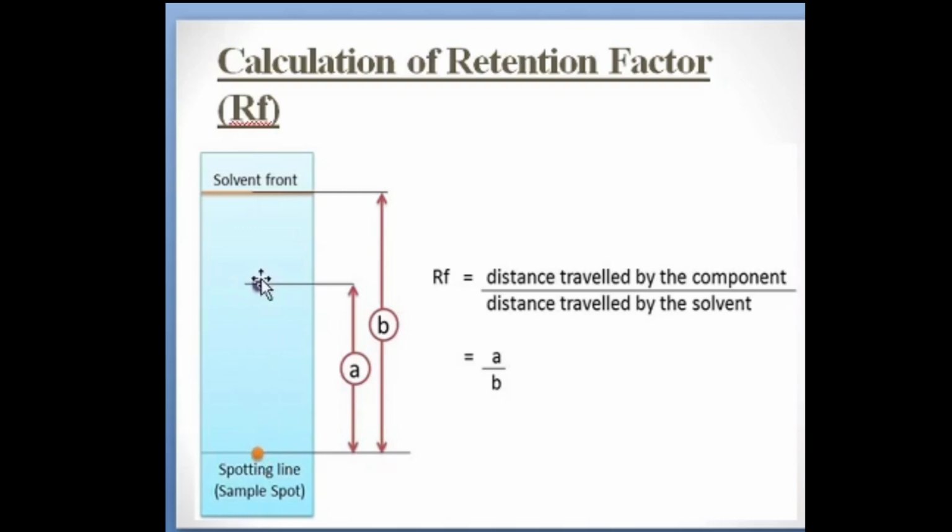We got a stain here. So this is the solute front. And this is the end where the solvent passes. So this is the solvent front. So the retention factor is just the distance traveled by the component divided by the distance traveled by the solvent. That is A divided by B. Okay. So knowing the retention factor of this particular sample, we can then identify this sample.